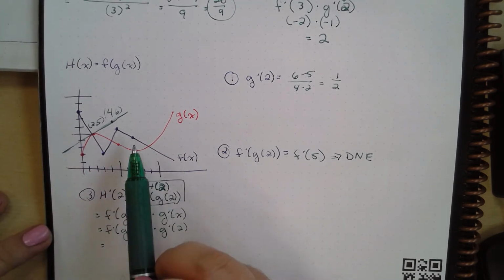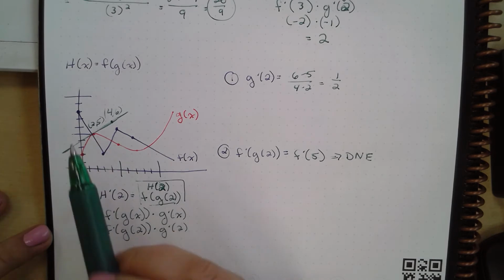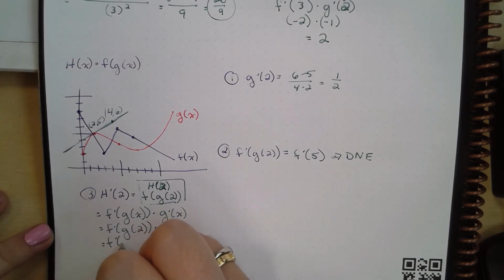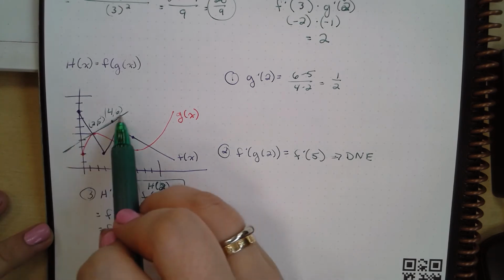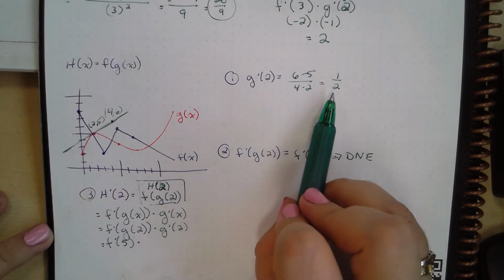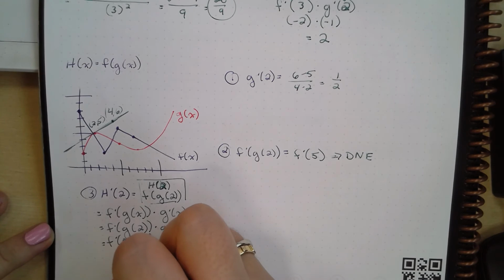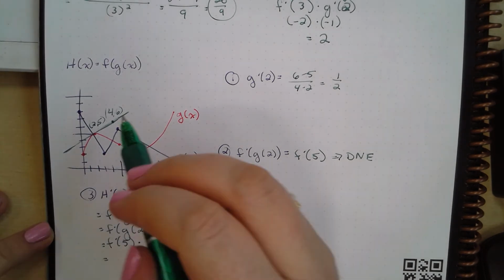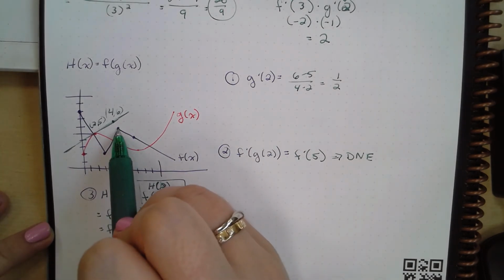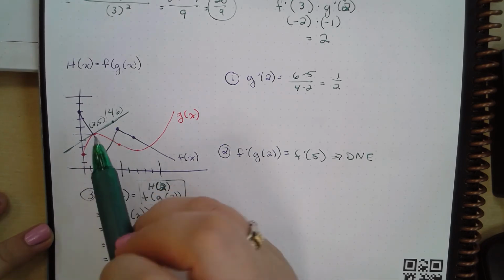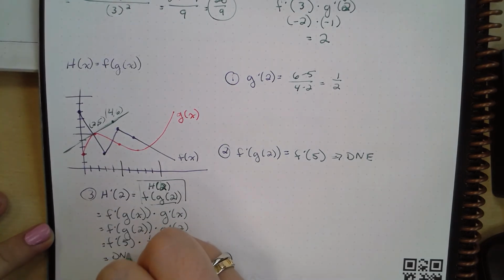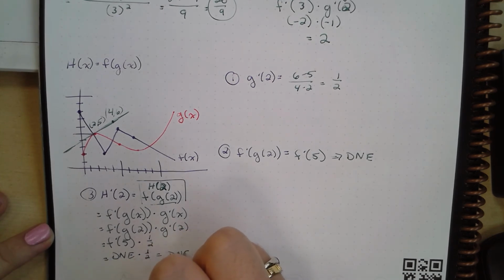G of 2, it looks like, if I go here, g of 2 is 5. So now I have f prime of 5 times g prime of 2. We already found that. That was 1/2. And f prime of 5, well, if we go to the f value 5 here, because this is a sharp cusp, we actually don't have a value, so this is DNE, and DNE times 1/2 is just DNE.